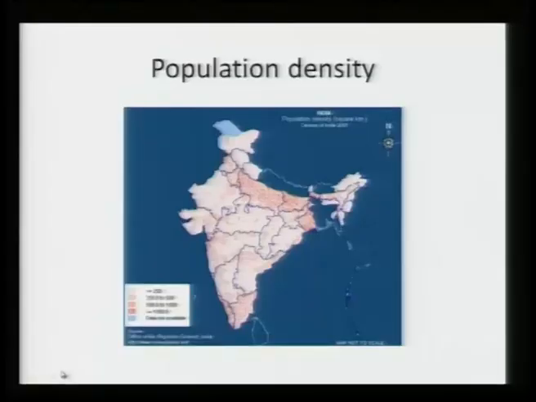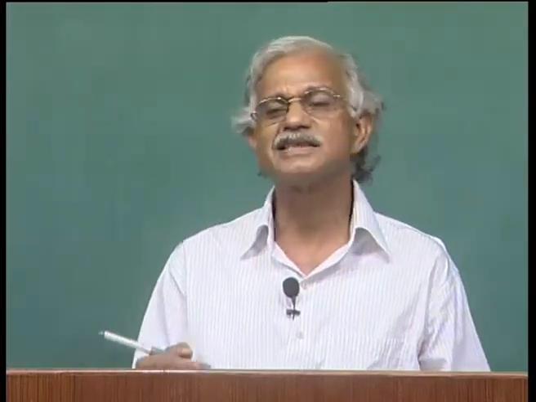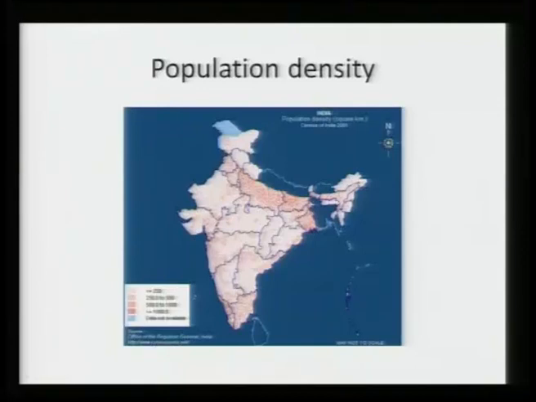Population density, though we calculate density of population at the national level, and India's density of population is quite high, not as high as say Europe, but not as low also as in African countries. It is something in between, but there are significant variations. You can see that there are some areas where density of population is more than 1000 per square kilometer, and there are areas where density of population is less than 250 per square kilometer. Light color shows low density and dark color shows high density of population.